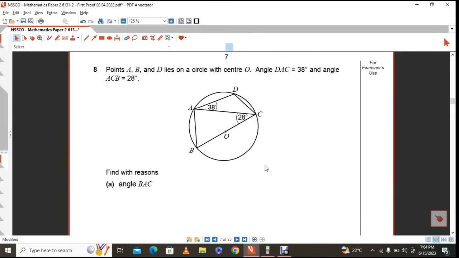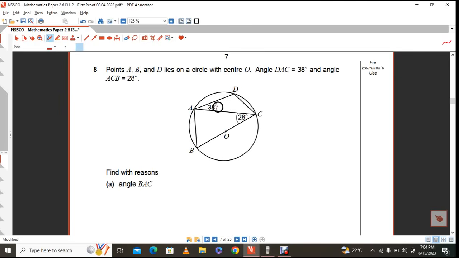Question 8. You have a little bit of circle geometry. Euclidean geometry. Again, as I said, if you have done the topics, you should always make sure that you are covering at least the basics of any topic. So we are dealing here with points A, B, and D. They lie on a circle. The center O is here. That's very important, that reason.